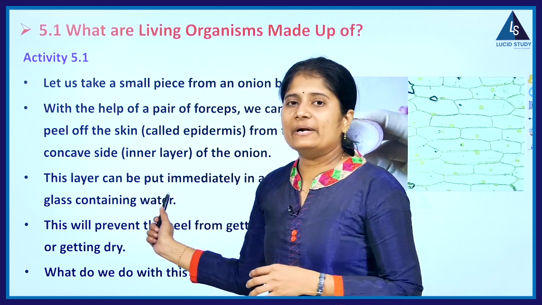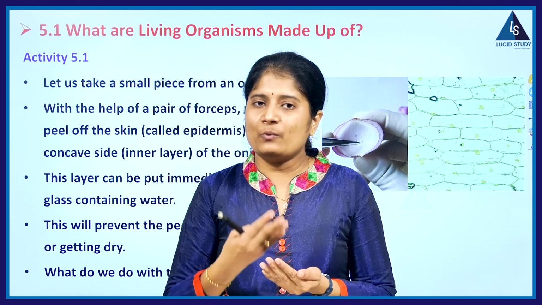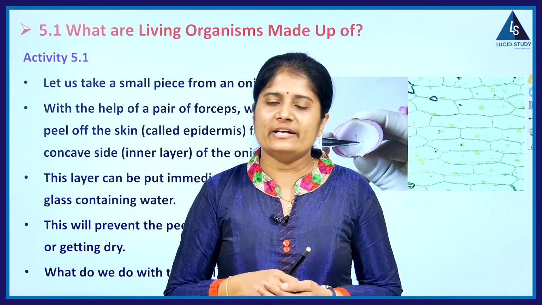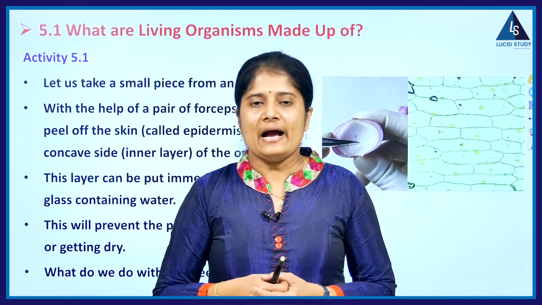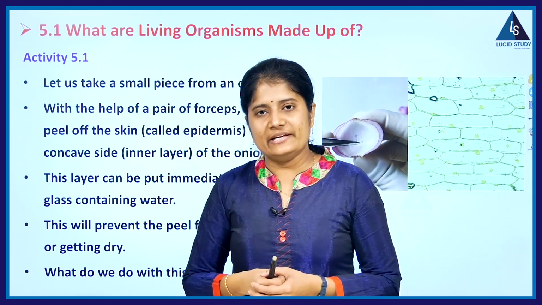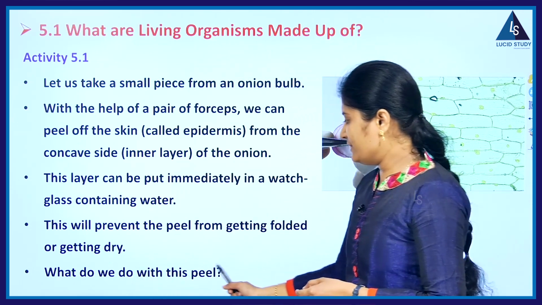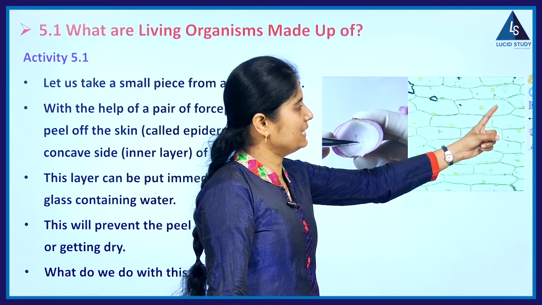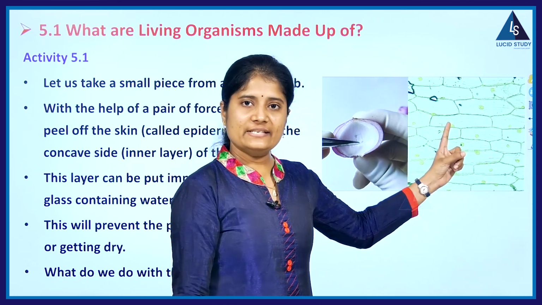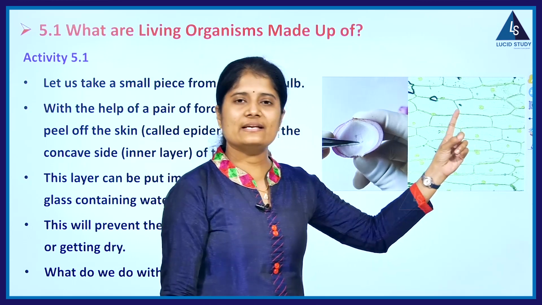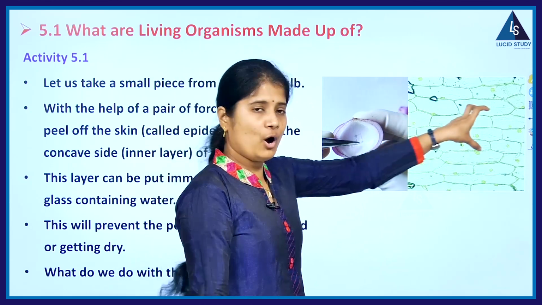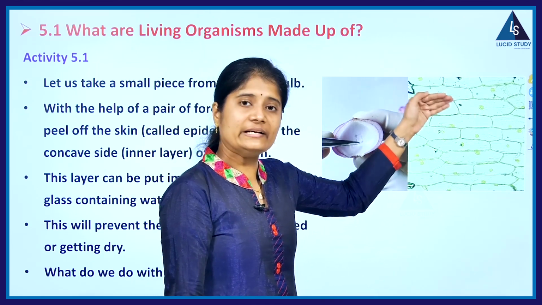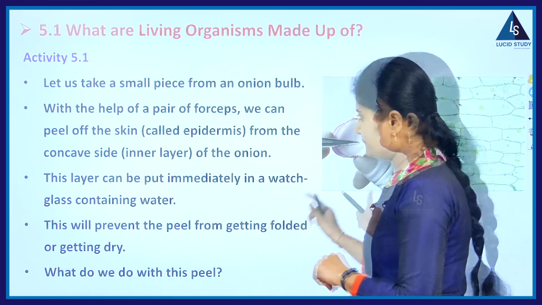Why do we need a watch glass, and why is the onion peel layer added to the watch glass, especially in the water? It does not undergo drying, and you can observe the cells very clearly here. What do we do with this peel? Let us see. If you observe, you can see the peel layer under the microscope. As you can see here, the different boxes, or brick-like structures, are going to form upon each other. That is nothing but our onion peel layer when it is observed under the microscope here.